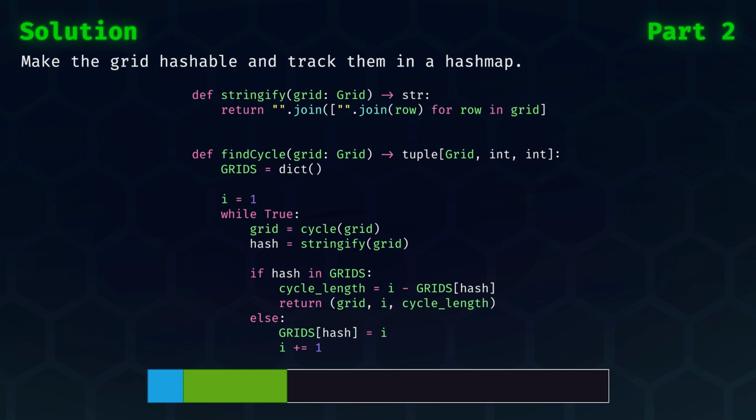Then, finding the cycle works as follows. We can make the grid hashable via the stringify function, which just turns the grid into one big string. This string can be stored in a dictionary, which we shall call grids. Then we start on index 1 and we will iterate until we find a cycle. So we update the grid and perform one spin cycle, and we hash the resulting grid. If that hash is in the grids map, then we have seen it before and we found our cycle. If it's not in there, then we simply add it and continue. The cycle length which we return is the current index, meaning our current spin number, minus the previous index at which we've seen this state of the grid.